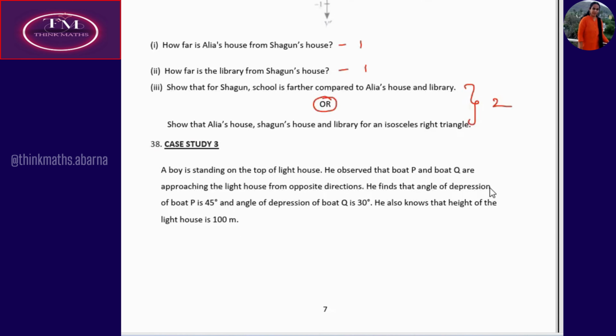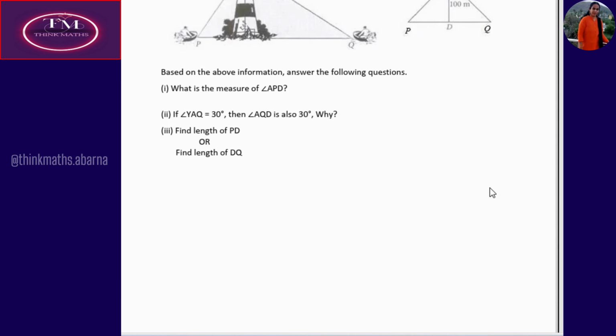In case study 3, these are the questions. There are 3 parts. So this is a 1 mark question and this is a 1 mark question and you have internal choice here. So this is a 2 mark question. So this is the way marking is allotted.